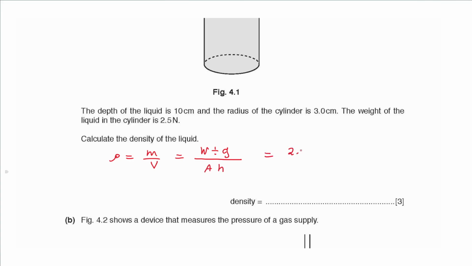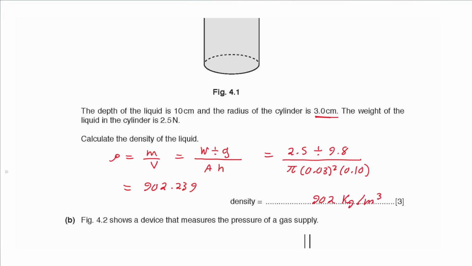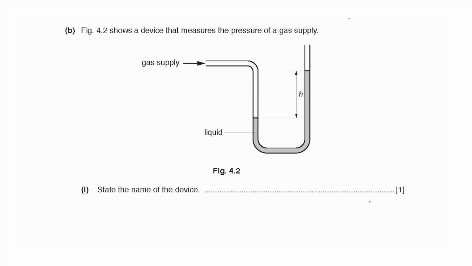So the weight is 2.5, g is 9.8, and we divide by the area, which for a circular cross-section is pi r squared. The radius here must be in meters, so it is not 3, it is 0.03 squared, and the height is also divided by 100 to convert from centimeters to meters, so it is 0.10, not 10. This gives an answer of 902.239. We can approximate that to 902 kilograms per meter cubed. Now the rest of the question includes manometers which were removed from the syllabus, so you can skip this part.